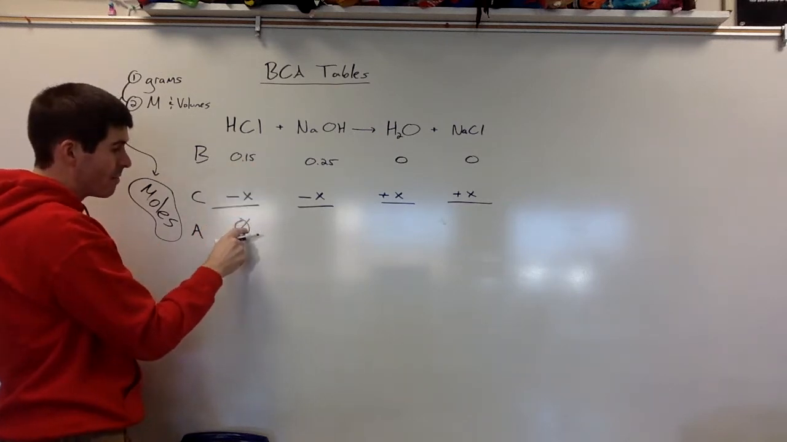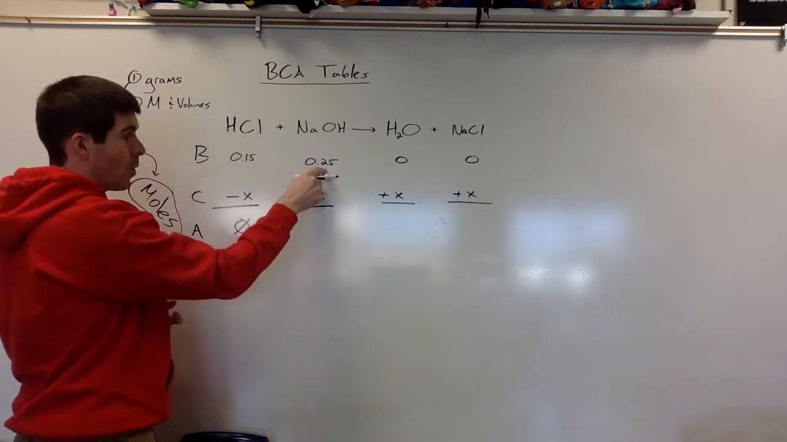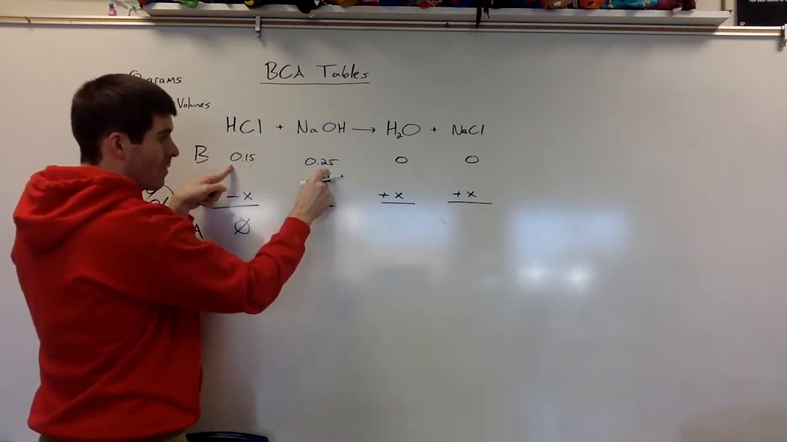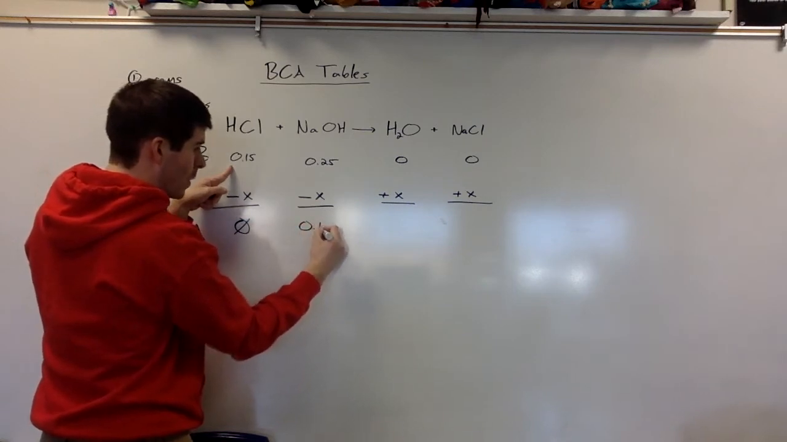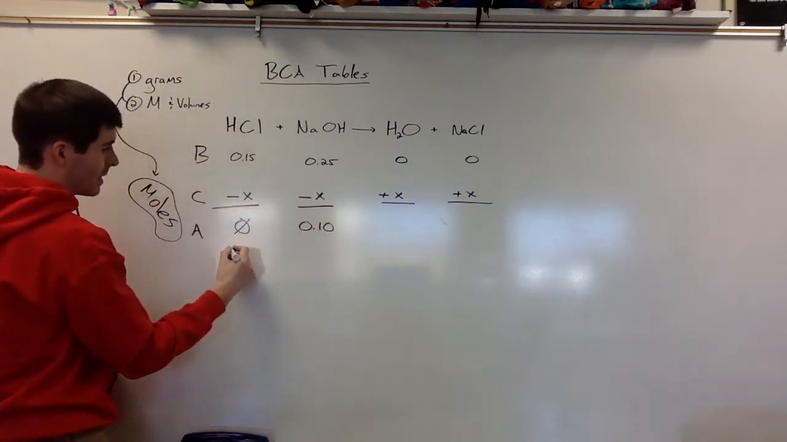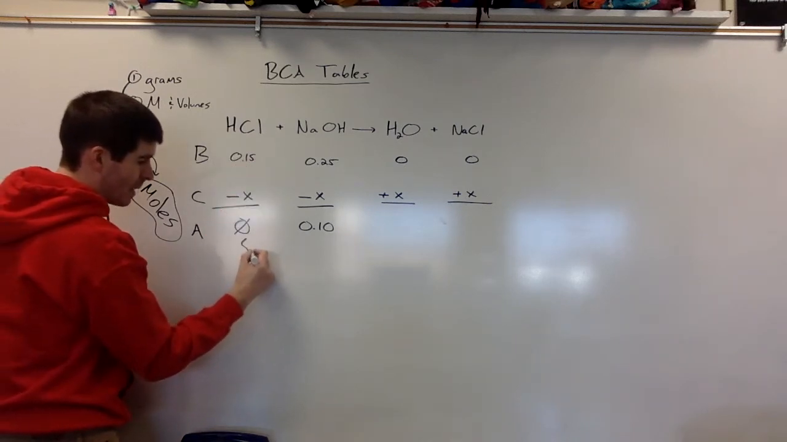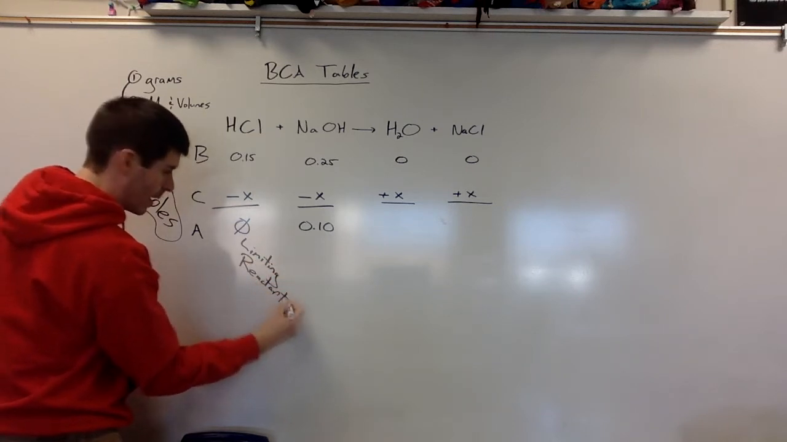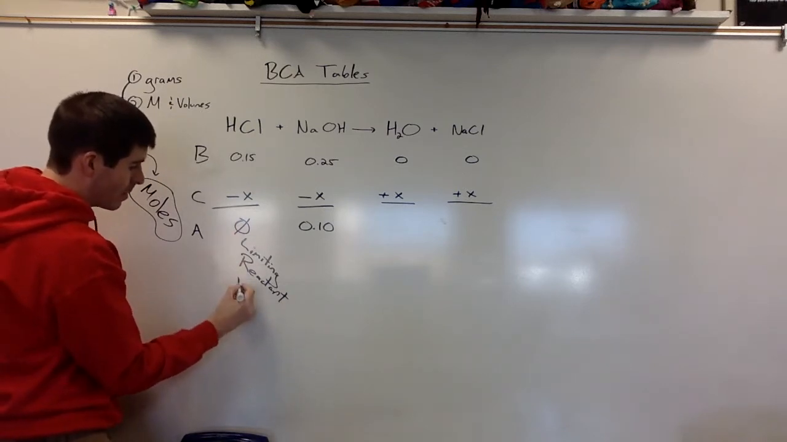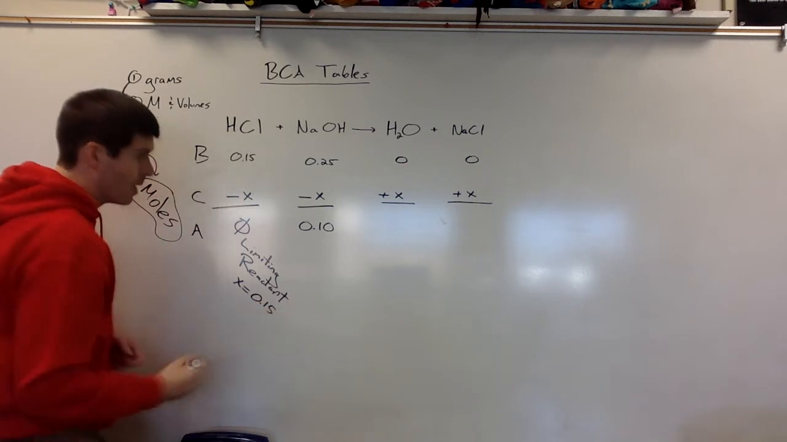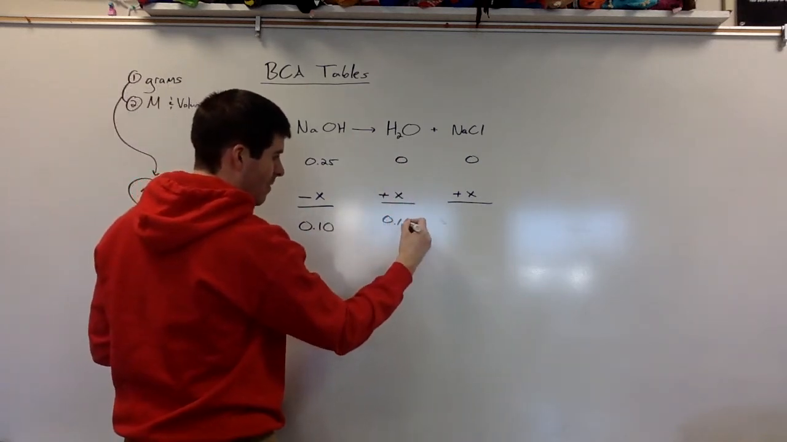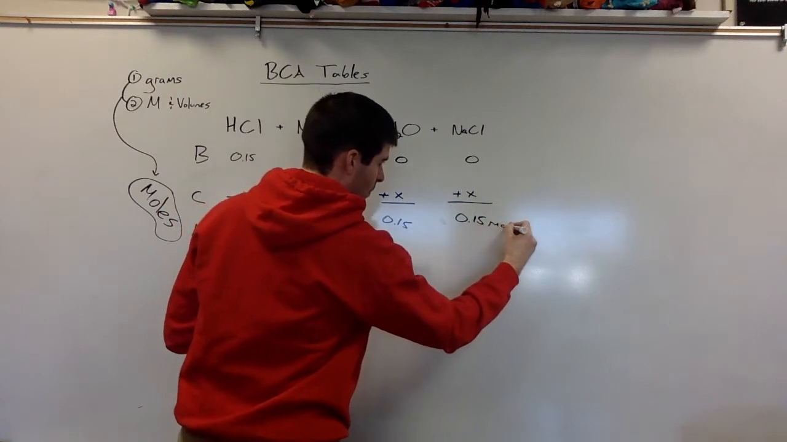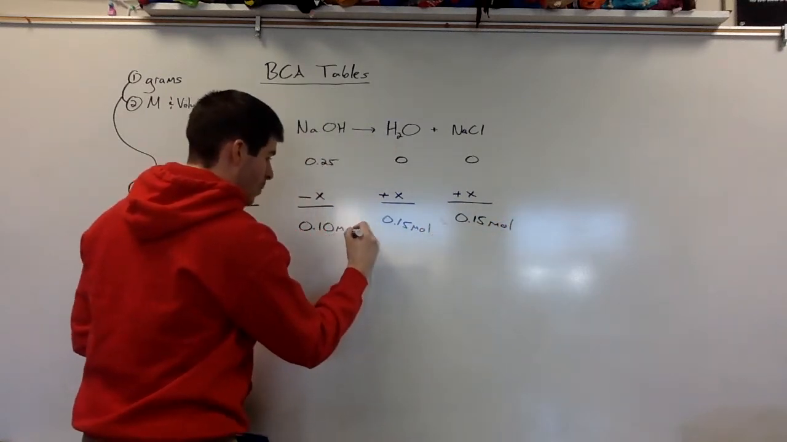X is 0.15. So this is going to lose. It's a 1-to-1 ratio here. If one of these takes one of those, if I have 0.15 of this, 0.15 of this is going to go away as well. So now I've got 0.10 left over. Because I have less acid, that makes this my limiting reactant. And it tells me that my limiting reactant means I'm going to have an X value of 0.15. That means I'm going to make 0.15 more water, and I'm going to have 0.15 moles of sodium chloride. And remember, these are all in moles.